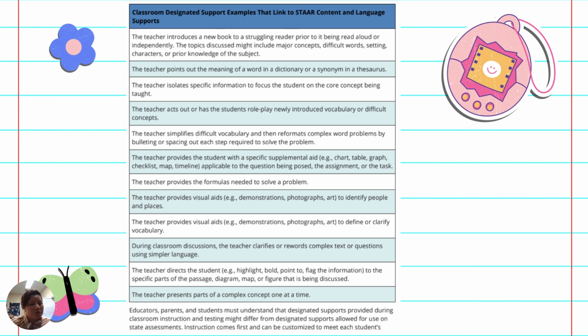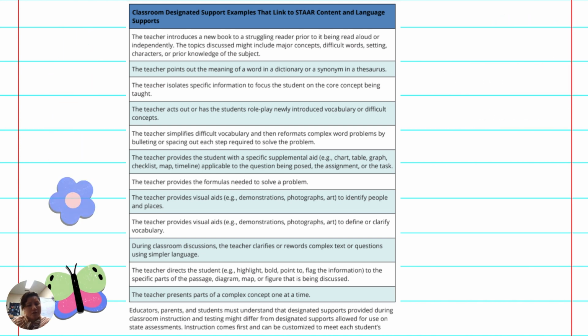If you as a teacher provide formulas needed to solve a problem, this is considered a content and language support. So that would be a recommendation that you would want to provide for that student. Teacher provides visual aids, demonstrations, photographs, art to define or clarify vocabulary. This is also considered a content and language support. So if you tend to provide this type of support for students in the class, then on that form and evaluation, you want to make sure that you select that as a recommendation for your student for STAAR or EOC.